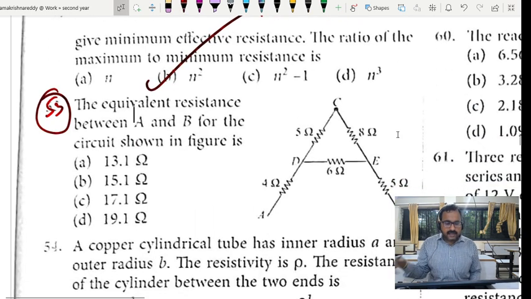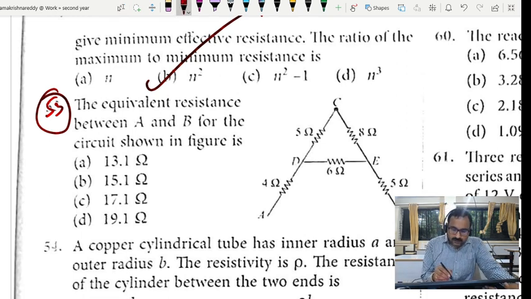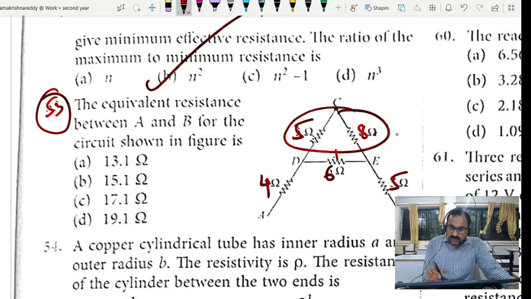Next, the equivalent resistance between A and B for the circuit as shown in the figure. This is 4 ohm, 5 ohm, 8 ohm, 6 ohm, 5 ohm. First you have to observe these two are in series combination, 5 and 8, 13. With that it is in parallel combination. So 13 and 6 in parallel means 13 into 6 by 13 plus 6. So that is 78 divided by 19.